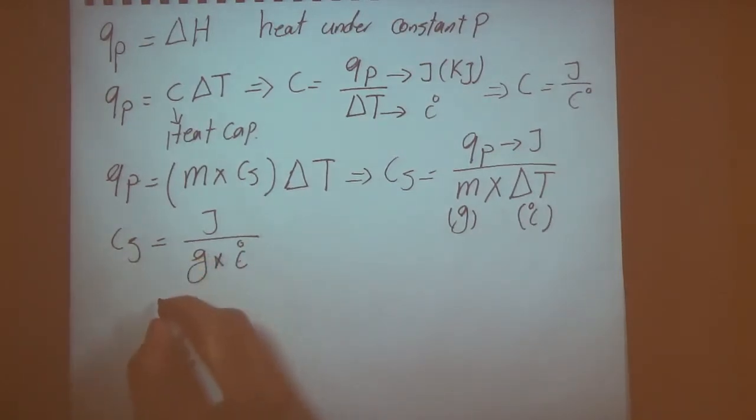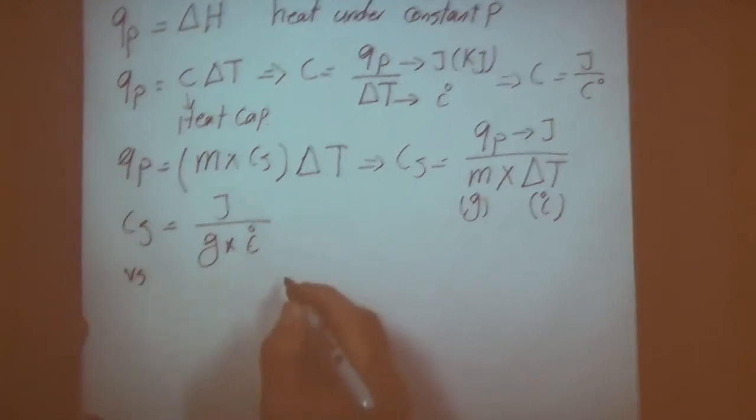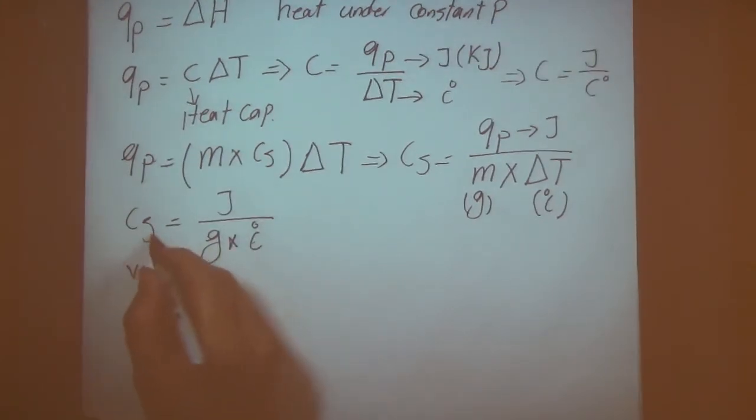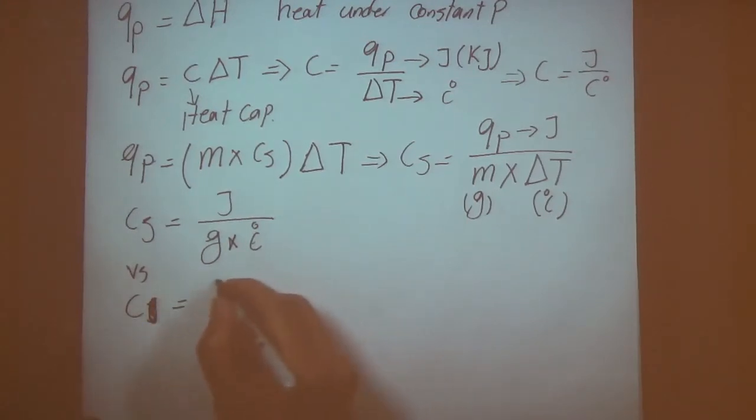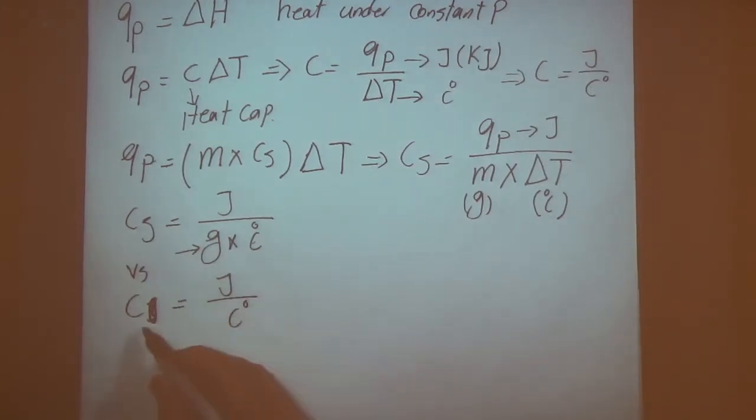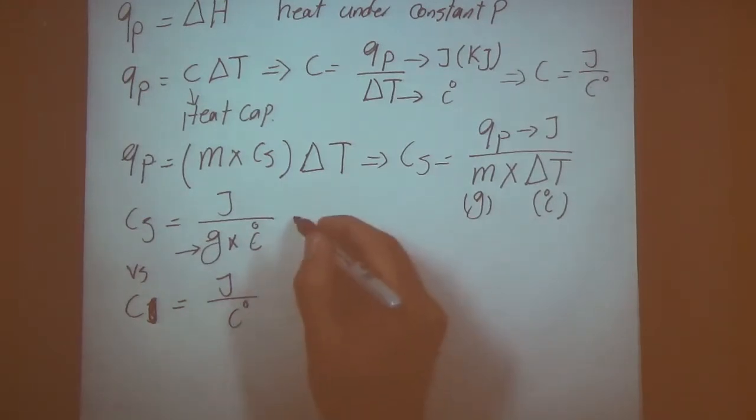This is the specific heat capacity, and compare it with the heat capacity. The unit for the heat capacity is joule over degree Celsius. There is no place for mass when it comes to heat capacity.